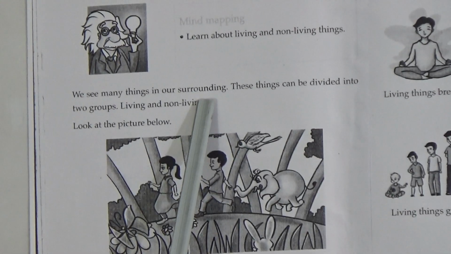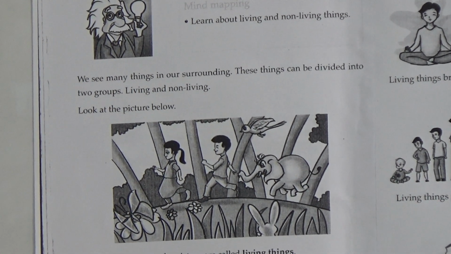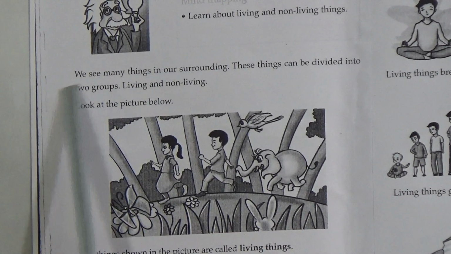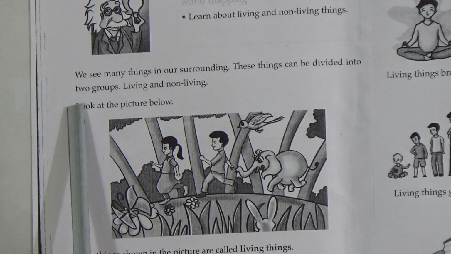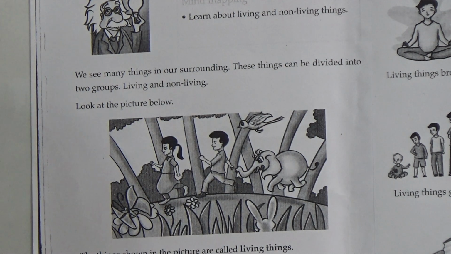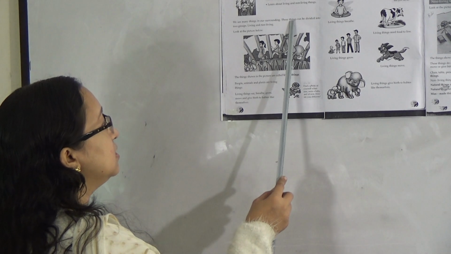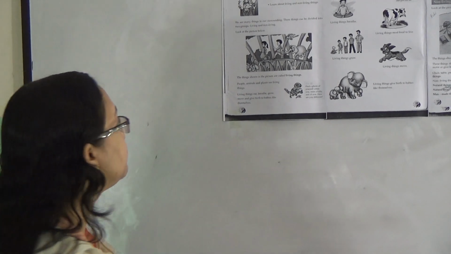We see many things in our surroundings. Our surrounding means our environment, that means our house, our school, our community. We see many things in our surroundings. These things can be divided into two groups, living and non-living. There are many things in our surroundings, and the things can be divided into two groups, living things and non-living things.